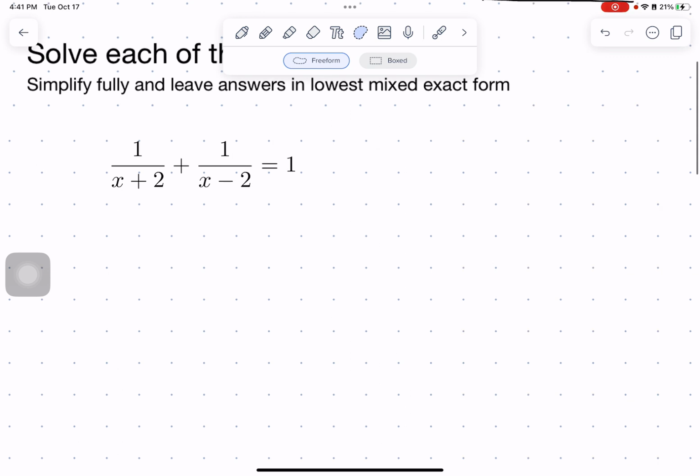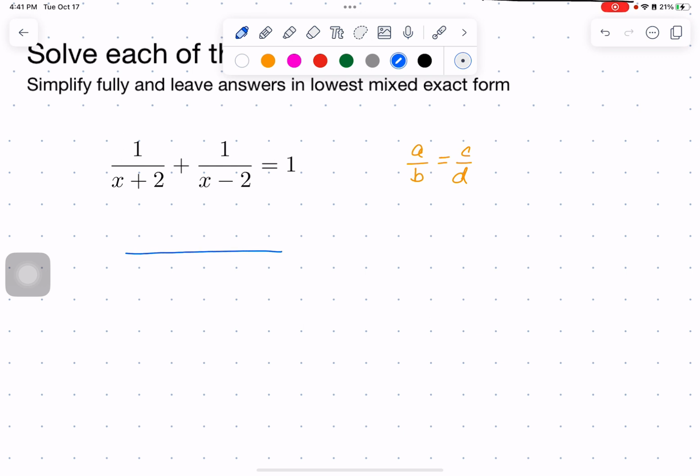Okay, so the first thing, now we talked about this. This requires us to get it into this form if we're going to use clearing the fractions. And that's basically what we want to do. So the problem with that is that we do not have a single fraction on the left-hand side. So we need to get a single fraction. So what we're going to do is we're going to get a common denominator. You can do x plus 2, x minus 2.